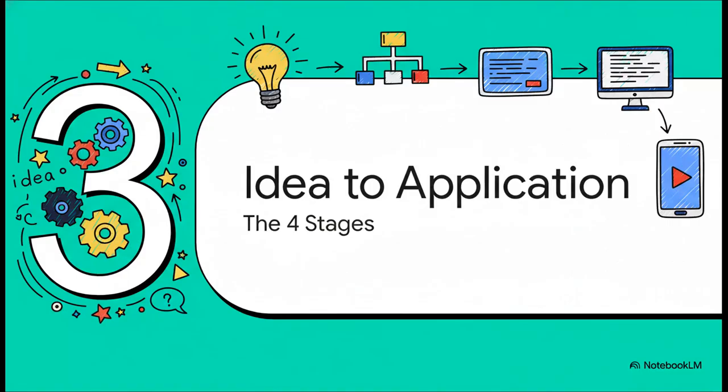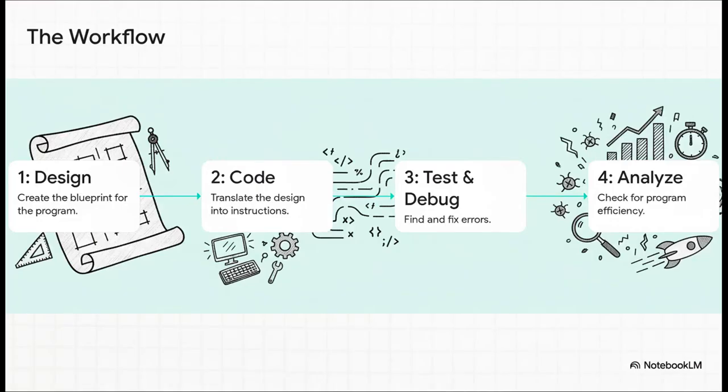Okay, so we've covered the history and we've covered the big philosophies. But how does a programmer actually build something? Let's walk through the practical, 4-stage game plan that brings a program from an idea into reality. This is pretty much the roadmap every developer follows. You start with design, that's the blueprint. Then you have coding, the actual construction work. After that comes the really critical phase, testing and debugging, where you hunt down all the things you did wrong.